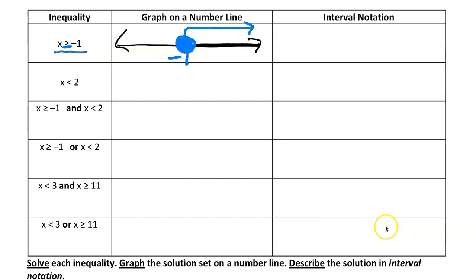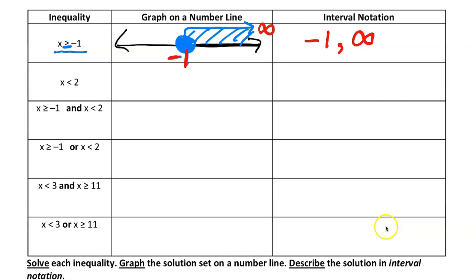For interval notation, it's always left to right. What's the leftmost number that we have shaded on this graph? Well, -1 is the leftmost number for this shaded region. And what's the rightmost number? Well, this arrow is going to infinity. So we write it as a number, comma, a number. So our interval is -1, comma, infinity.